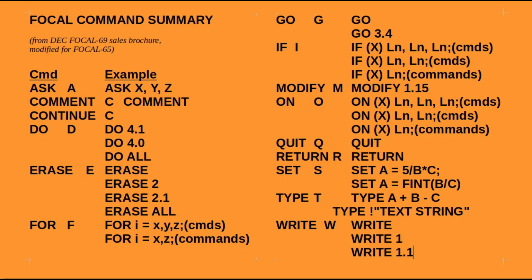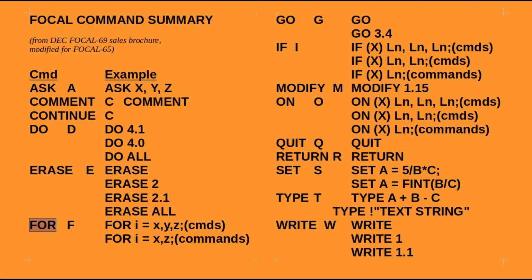Here is the command set of FOCAL-65, and it adheres pretty darn close to the original. We have ask, which is an input command. Here we're going to ask for 3 different variables. We can add comments or continue. It just kind of depends on context. Go and do something is to call a subroutine. And when that group is done, you'll return back to the end of the do statement to finish out the rest of the line or move on to the next line. Erase gets rid of a line, as you can imagine.